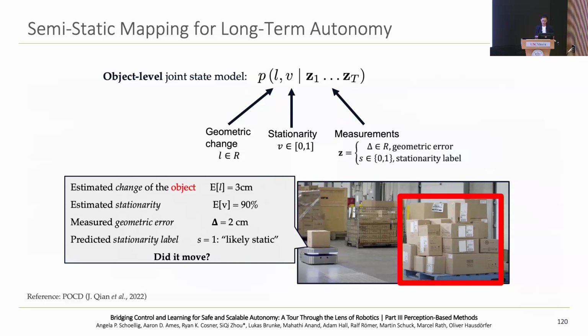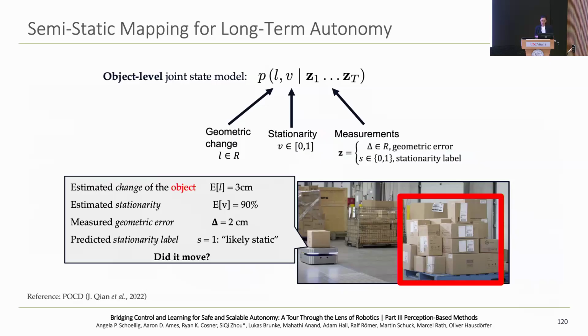What we can do is explicitly model the geometric change and the stationarity score of individual object instances in the environment, and then derive a Bayesian update rule to update those object states as we gather additional information. Here the measurements consist of the measured geometric error and the prior stationarity label that is derived from the semantic class of the object. So if this is a box, it is likely to move, and then this score S would be 1, and if it's a shelf that is less likely to move, it will be 0.